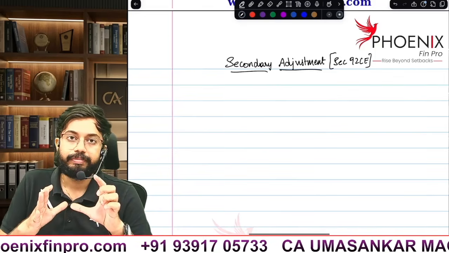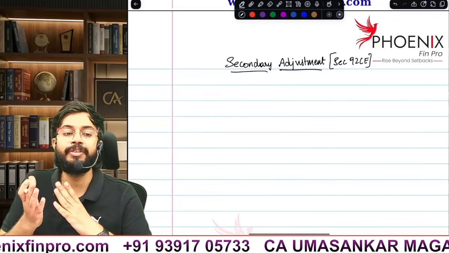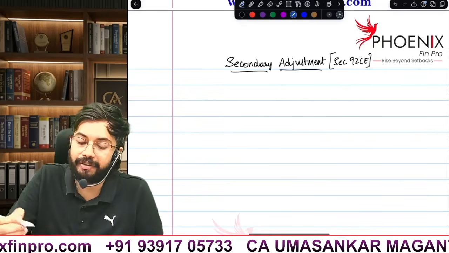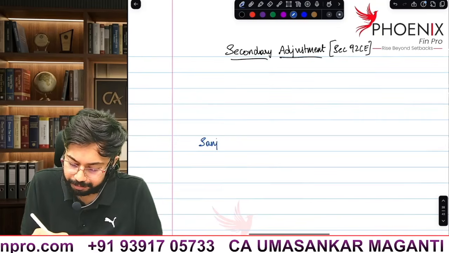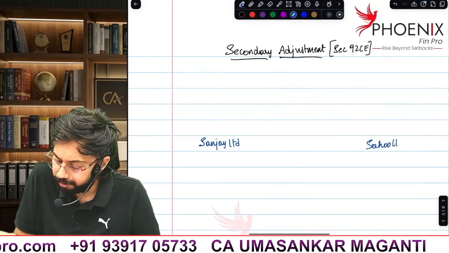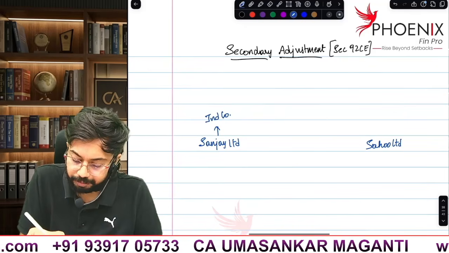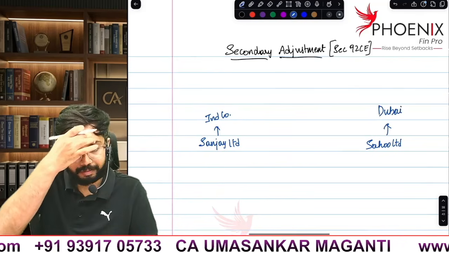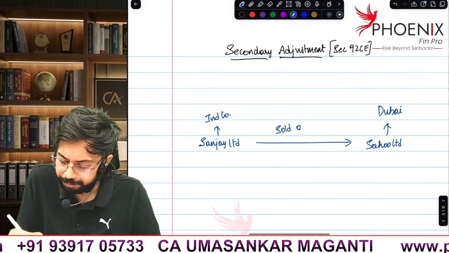So what is primary adjustment and secondary adjustment? When we calculate arm's length price, the difference between arm's length price and actual price, that we call as primary adjustment. I will take one example and explain so that you will understand better. There is Sanjay Limited, there is Sahu Limited. Sanjay Limited is basically an Indian company. Sahu Limited is based in Dubai. So Sanjay Limited sold goods to Sahu Limited.